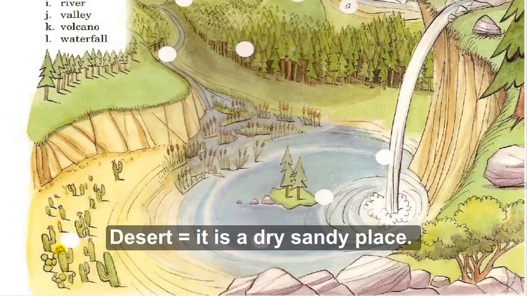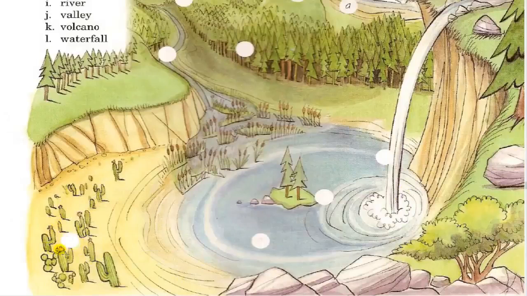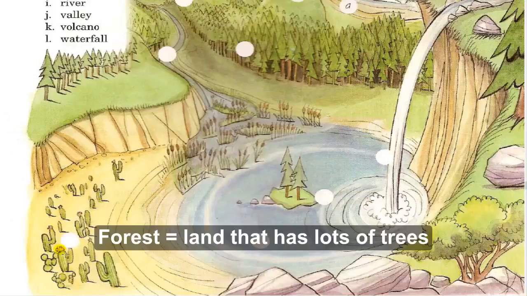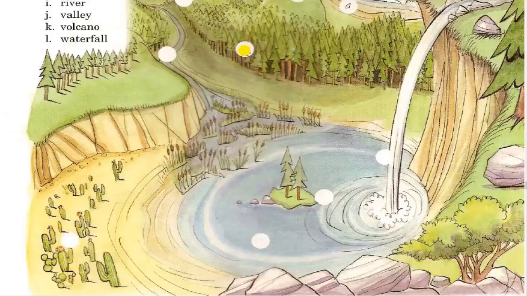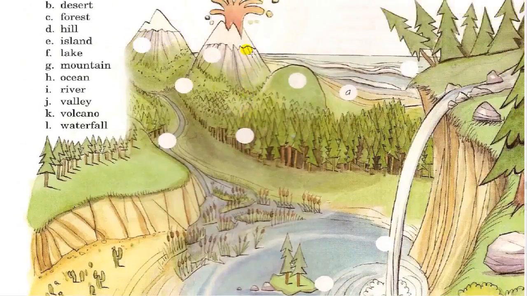C, forest. What's a forest? A piece of land that has lots of trees. So C, this is the forest. D, hill. A hill is less than 1,000 meters high. Where is the hill? D, this is a hill.